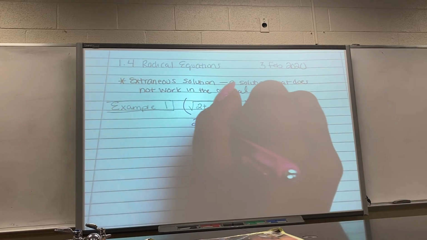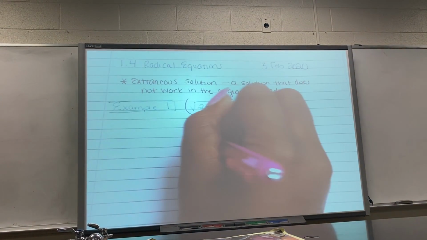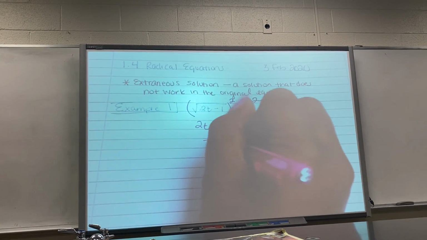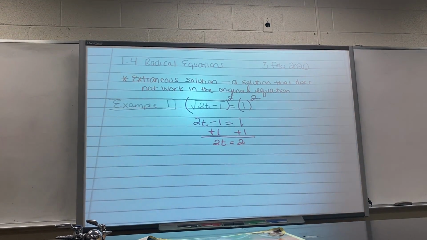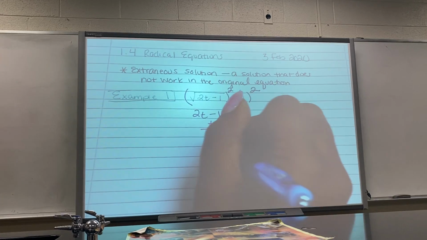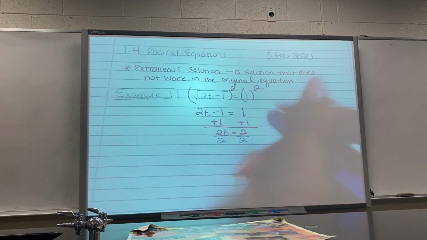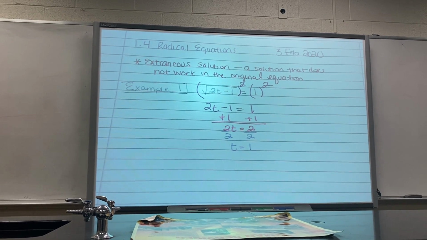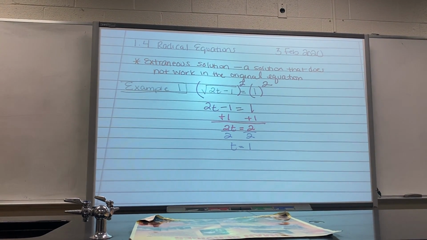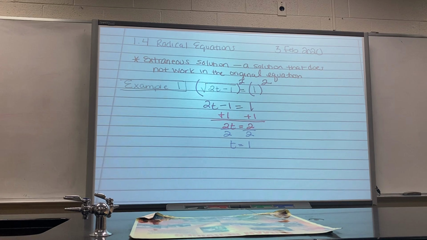Continuing to solve for t, I'm going to add 1 on both sides. Get 2t is equal to 2. Divide both sides by 2, and my t should be equal to 1. And I say should be because I still have to go back and check it and make sure it actually works.